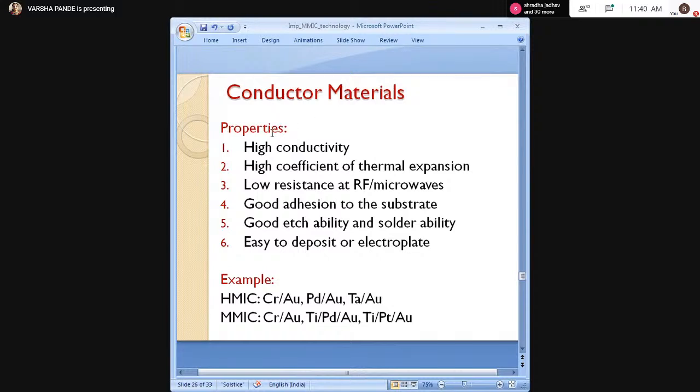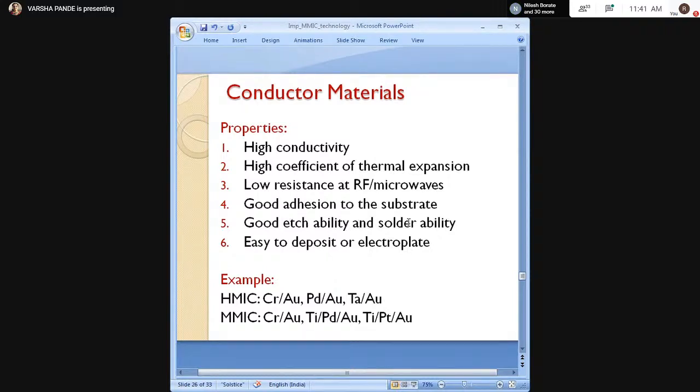This conductive material should possess the following properties. It should have high conductivity, and a high coefficient of thermal expansion. What is that? For small changes of temperature, it should not melt. It should have a higher melting point. Low resistance at RF microwaves: it should provide low resistance at RF microwave so that the conductivity will be good. Good adhesion to the substrate, because all the devices are fabricated above the substrate. Above the substrate only these lines are passing. Then it should get properly attached to the substrate.